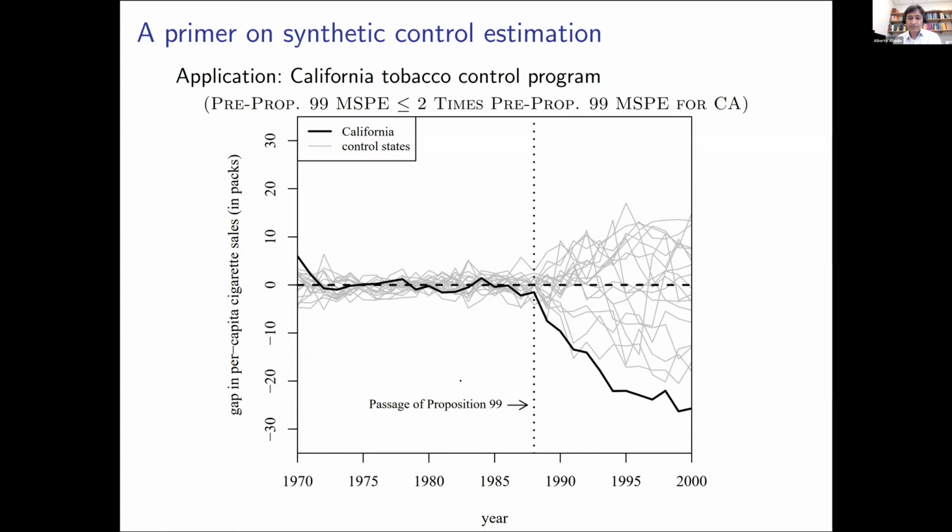Now we have only units that we can fit quite well, units whose mean square prediction error is not more than twice the mean square error for California. So the mean square error here is the difference between the outcome variable for the treated unit and the outcome variable for the synthetic control. We are only keeping those that we fit almost as well as California. Again, you can see that California is extreme in this distribution.